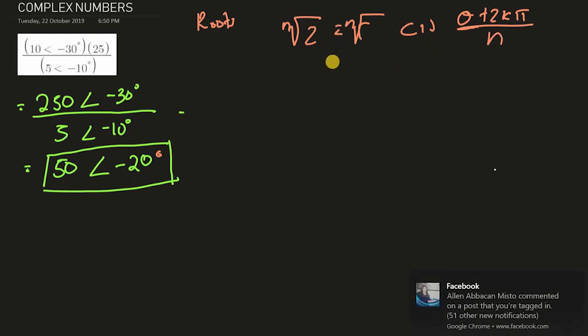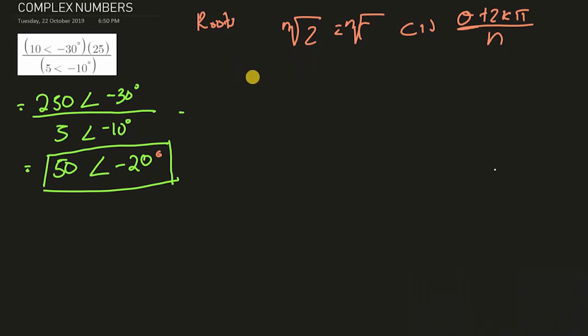So, if we find the square root, ibig sabihin, the root is 2, so we have k values of 0 and 1. If that's a cube root, we have k values of 0, 1, and 2. You can go back to my previous video, I explained this better there.